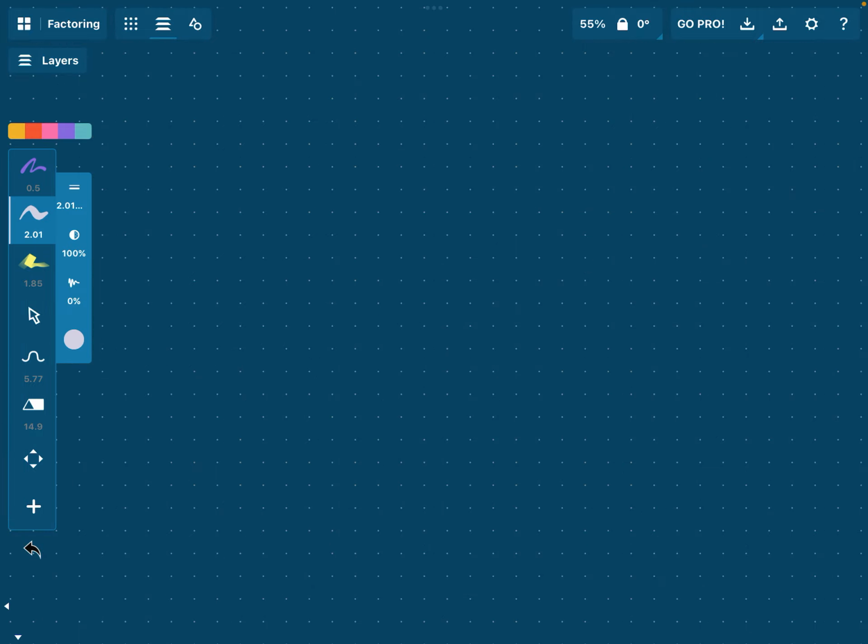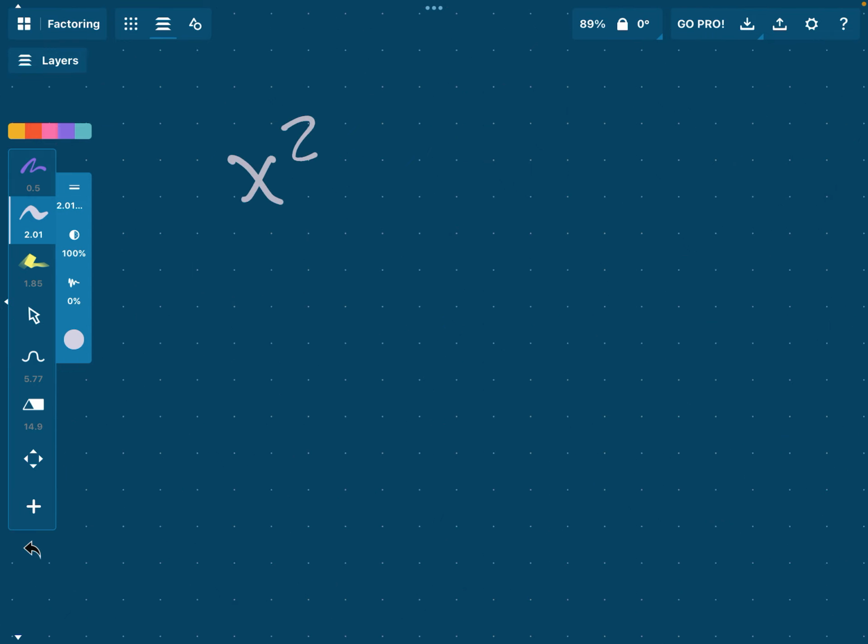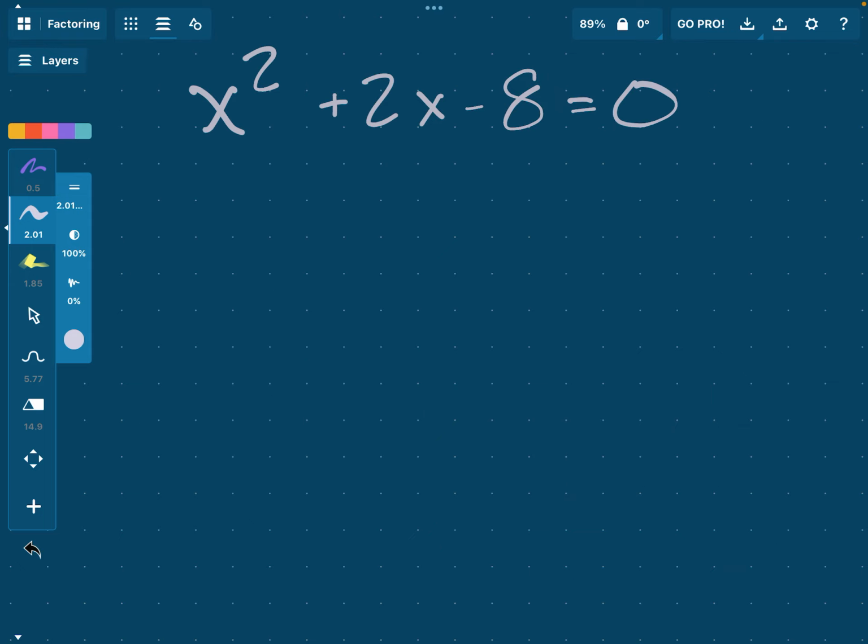So here, we're going to take x squared plus 2x minus 8 is equal to 0. Again, what we're going to do is we're going to do this x method. So a times c is just negative 8. And b is just 2.